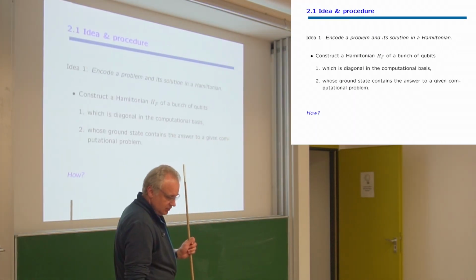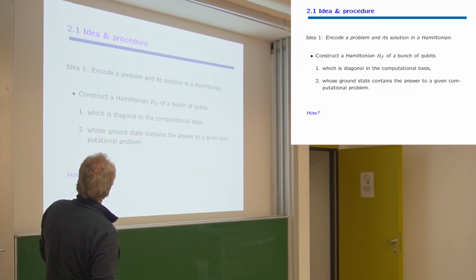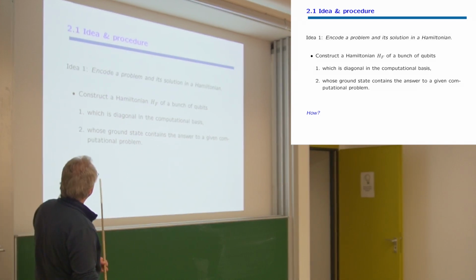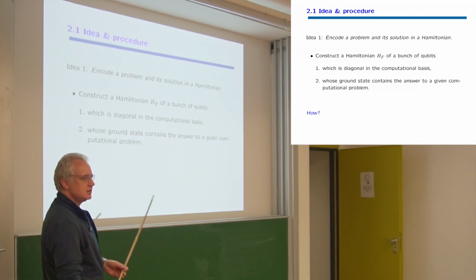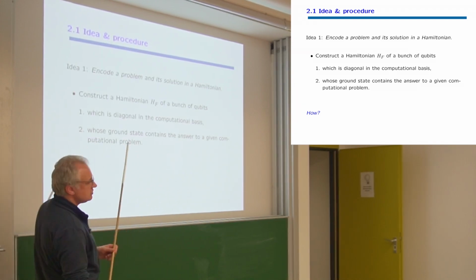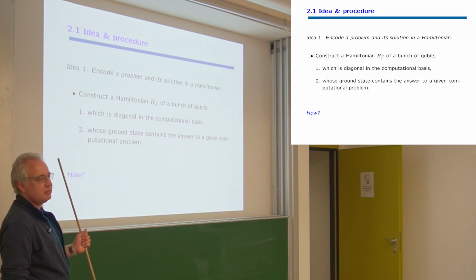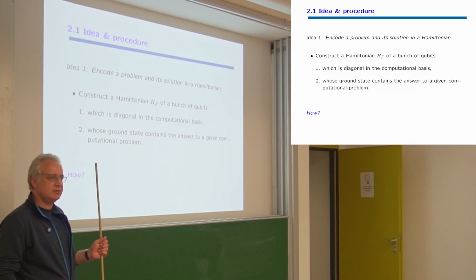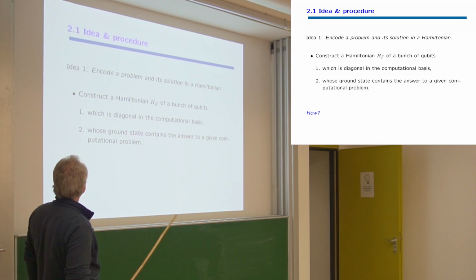Okay, so first let's talk about the overall idea. There's actually maybe two ideas that go into this. So the first idea is, hey, we are physicists. So we like Hamiltonians, and so why not encode a problem and its solution into a Hamiltonian? Seems a natural thing to do for a physicist, but we have to actually do it. We have to find a way of doing that.